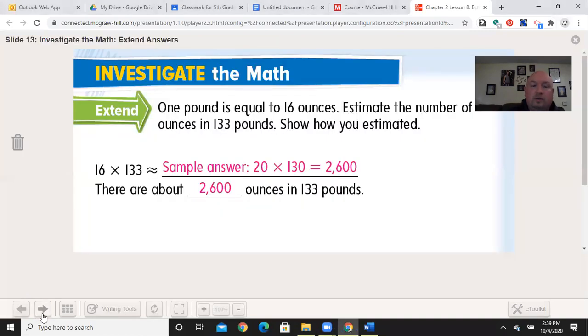They went with the 130, which would give us 2,600, and they went with the 20. So when I went with the 2,000, it kind of depends which way you want to go, whereas our total answer will be somewhere a little bit less than that.